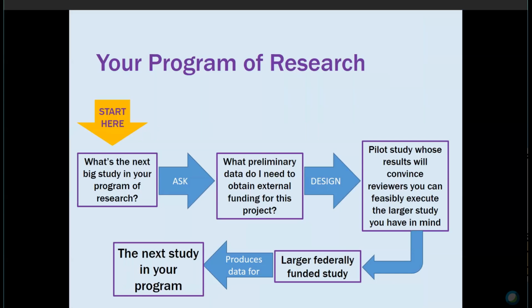And then think about what preliminary data I need to obtain external funding to do that big project. So you're actually thinking about your big project before you think about the seed grant project. I want you to do some planning on that big project before you even think about what you would be proposing for the seed grant, because that type of thinking is going to lead to what your seed grant should be.